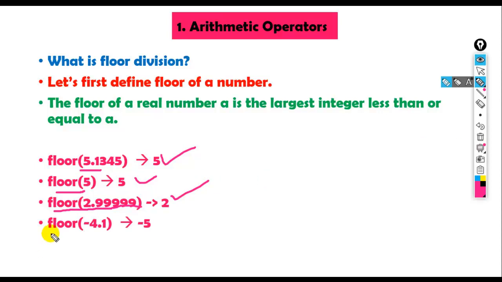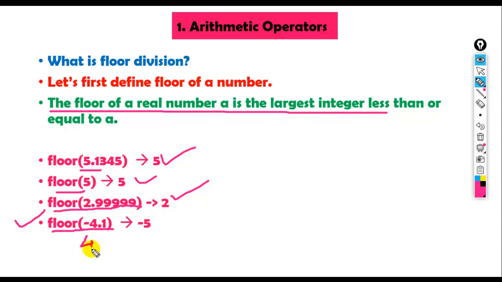Now please concentrate. So now this definition is very important for negative numbers. Floor of minus 4.1. So now what is the floor of positive number 4.1? 4, right? But if we are taking minus 4.1, then floor of minus 4.1 is minus 5. So now let's check how floor calculates the result, so we can understand what is floor division.